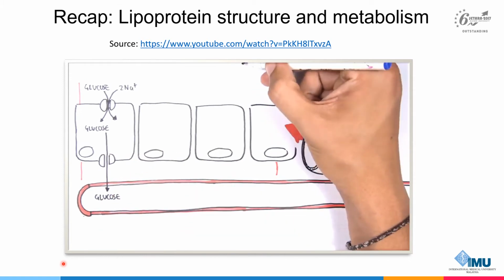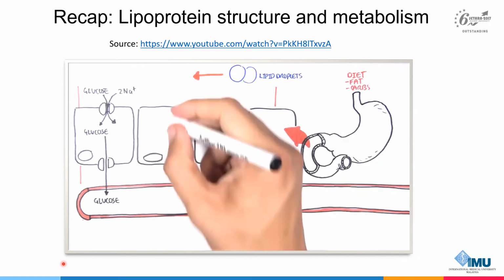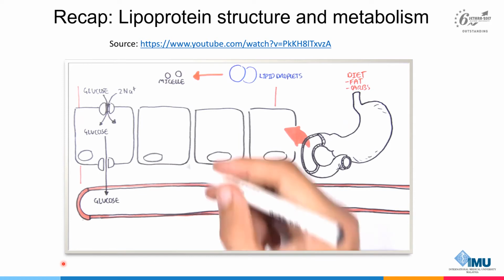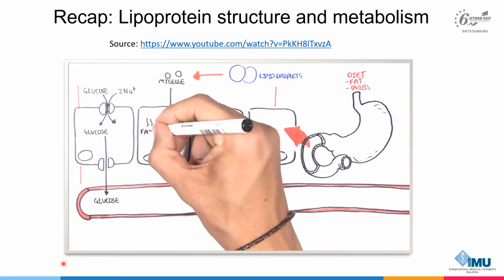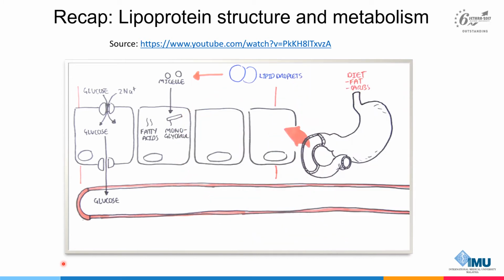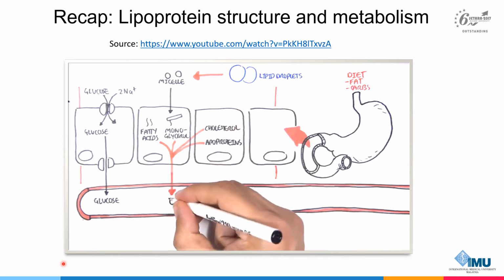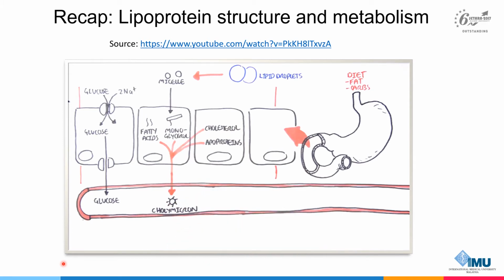The fats in a diet arrive in the small intestine as lipid droplets. The lipid droplets are digested and emulsified into micelles, which are then absorbed into the intestinal cells as monoglycerides and fatty acids. And also cholesterol is absorbed. The intestinal cells will then package the monoglycerides, fatty acids, cholesterol, and proteins called apoproteins to form what's known as the chylomicron. So all these things are packaged up into chylomicrons.